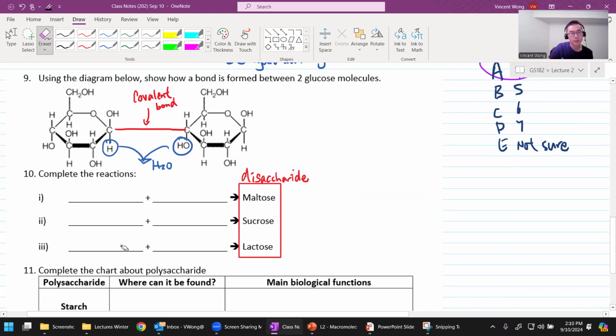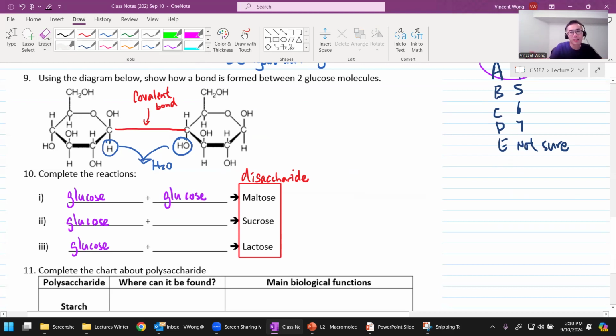Disaccharide. So why don't you take a moment and try to fill it in? They are all going to have at least one glucose in it. Glucose, and glucose. Now try to figure out what is the missing monosaccharide here. How do you get maltose? Yeah, thank you, Trisha. Glucose and glucose is going to give you maltose.